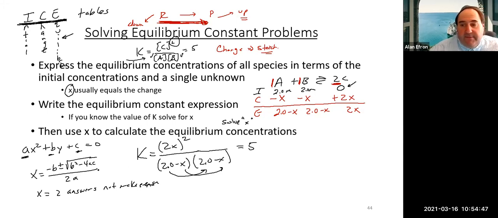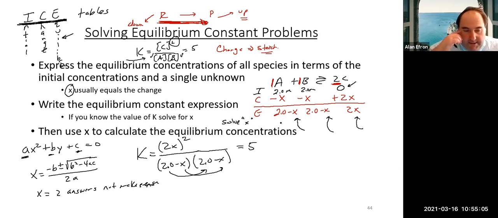And you'll obviously be able to find the x. Once you do find the x, that x would be all the x values here in our equilibrium line. That will allow you to figure out the equilibrium concentrations of everybody. Any questions on that approach there?